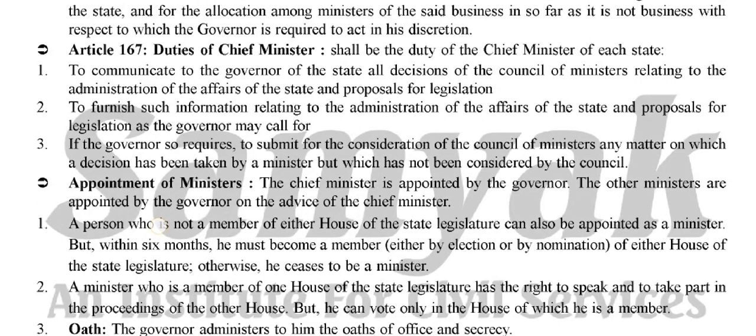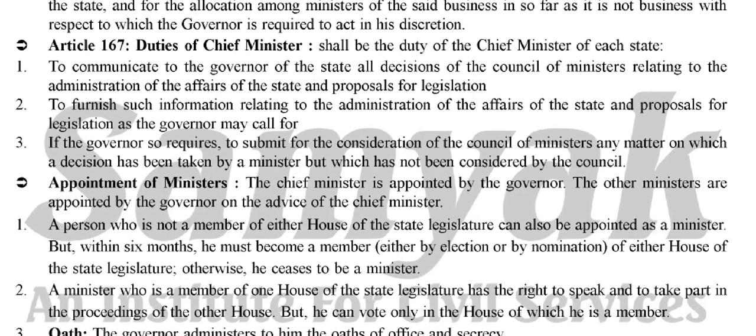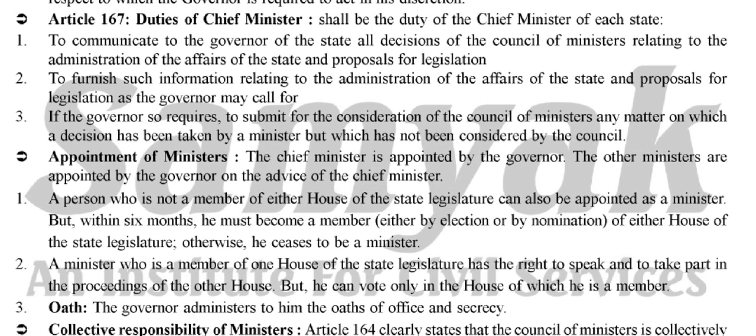Article 167. Duties of Chief Minister. It shall be the duty of the Chief Minister of each state to communicate to the governor of the state all decisions of the Council of Ministers relating to the administration of the affairs of the state and proposals for legislation, to furnish such information relating to the administration of the affairs of the state and proposals for legislation as the governor may call for, and, if the governor so requires, to submit for the consideration of the Council of Ministers any matter on which a decision has been taken by a minister but which has not been considered by the council.